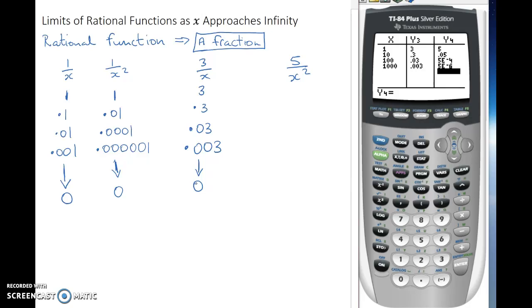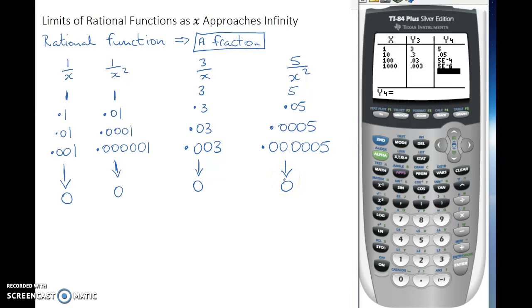And then finally, 5 over x squared. As x gets bigger and bigger, you can see what's happening to the 5 over x squared again. When x is 1, 5 over x squared is 5. When x is 10, 5 over x squared is 0.05. When x is 100, 5 over x squared is 0.0005. And then finally, when x is 1000, 5 over x squared is 0.0000005. Again, these numbers are getting closer and closer to 0.